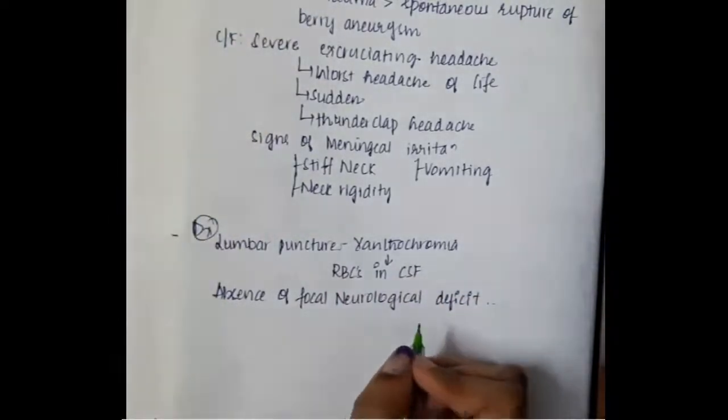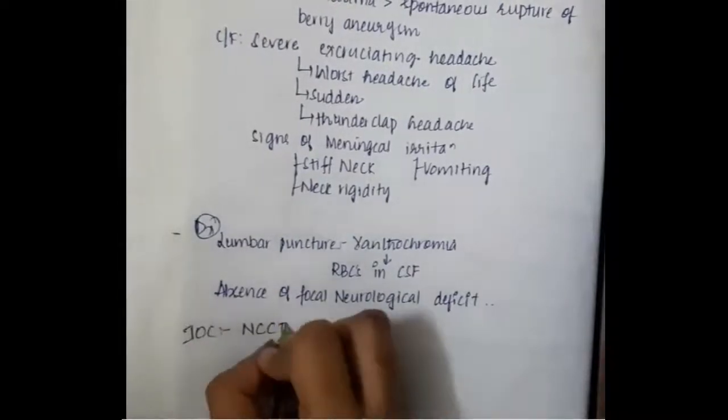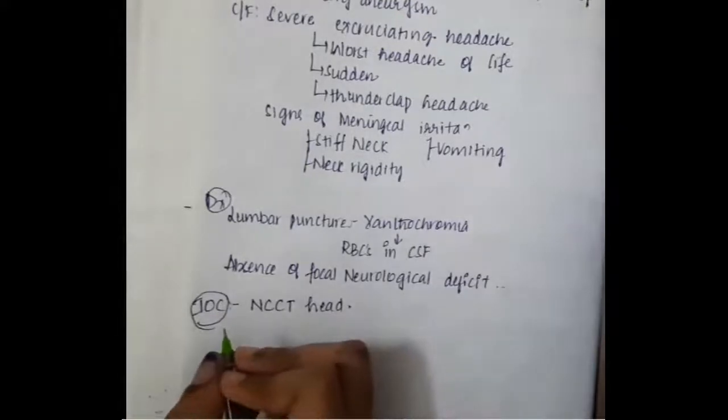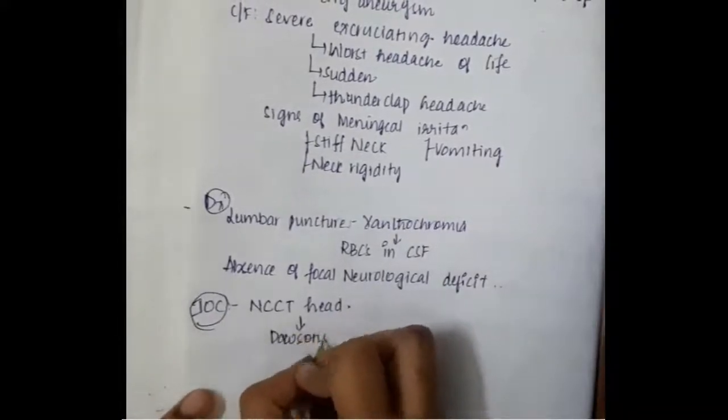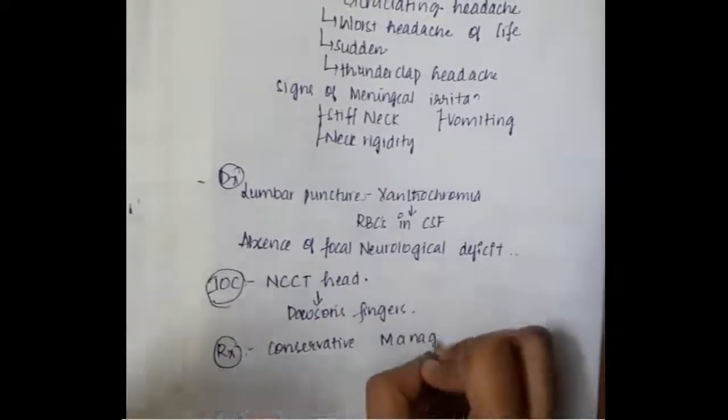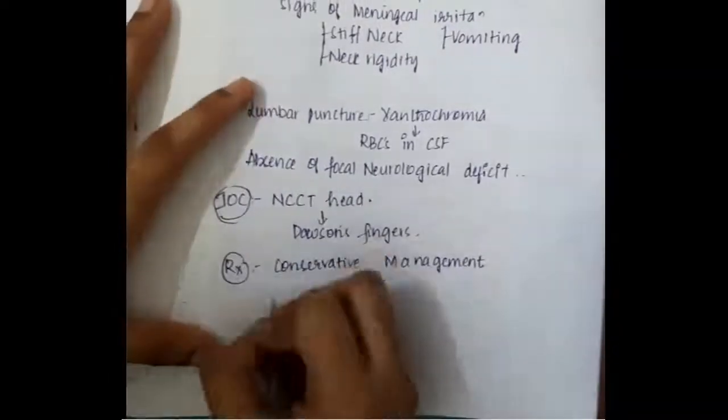There is absence of focal neurological deficit, because the main problem is bleeding occurring between the meninges, that is, between arachnoid and pia mater. So the brain lesions are not involved, and there is no focal neurological deficit. Investigation of choice is non-contrast CT of the head, where you will see the presence of Dawson's fingers. For subarachnoid hemorrhage, conservative management should be done. Surgery is not recommended.